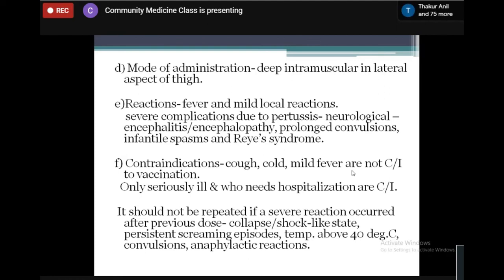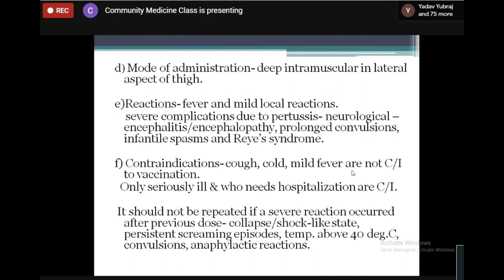With the DPT vaccine, if the child comes with cough, cold, mild fever, then you can give the vaccine. Mild cough, cold and fever are not contraindications to any vaccination; you have to keep this in mind. But if the child has high grade fever, diarrhea, vomiting, that child is very much sick and may need hospitalization, then you can't vaccinate the child. You have to cure the child first, then after the child becomes healthy, only then you can call back and give the vaccination.